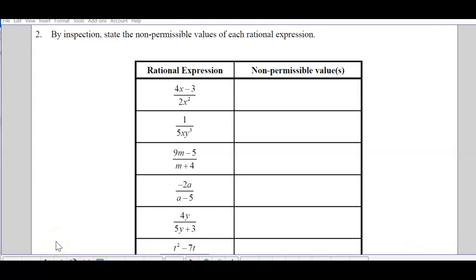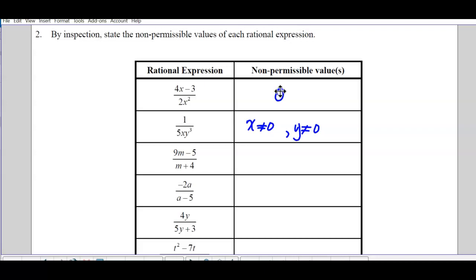Okay, the denominator is 2x squared, so if x is 0, the denominator would be 0. So anytime it's a monomial with a variable, it's going to be 0. Here it's a monomial, two different variables. So here, x, I'm going to show it as more in the restriction form because there are two variables.